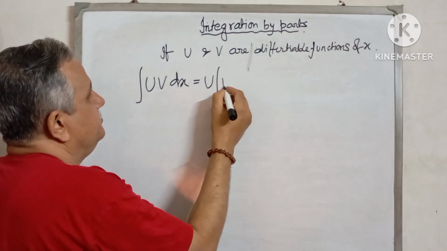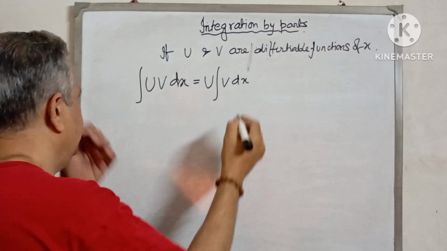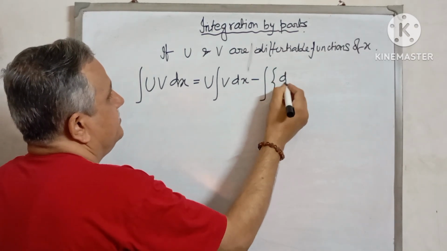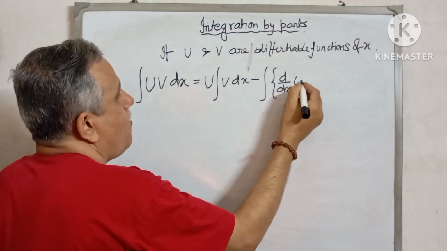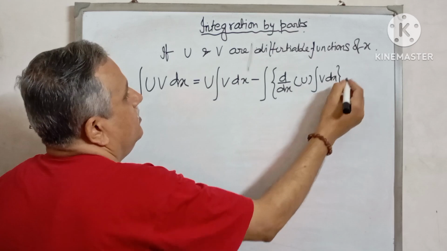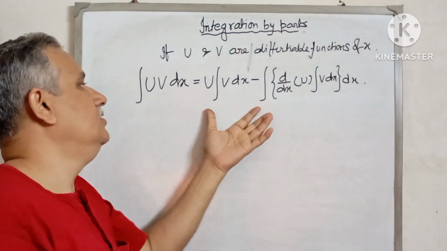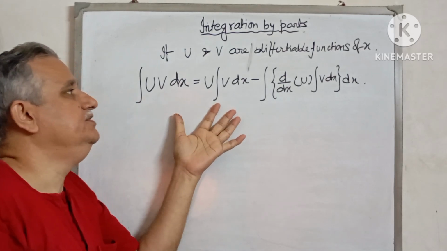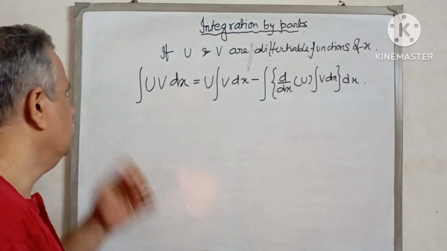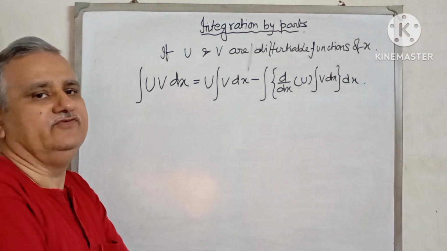We have to solve this as u times the integration of v dx, minus the integration of d/dx of the first function, that is u, times the integration of the second function, whole dx. This is the rule. We use the rule to solve some by parts problems. Consider u as the first function and v as the second function.